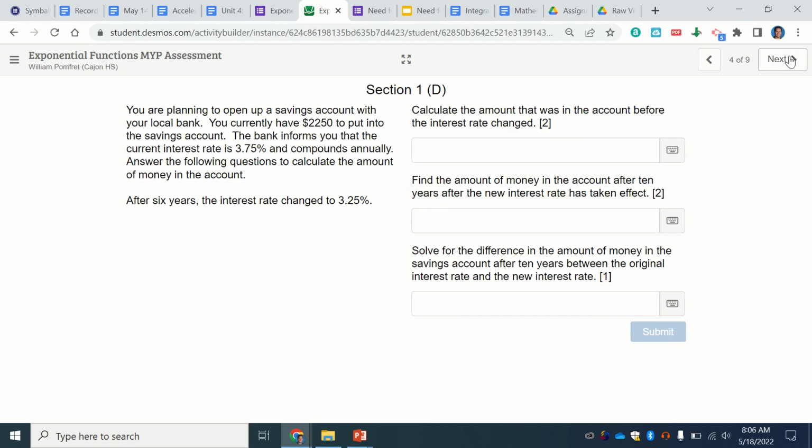Now we're going to change the scenario and say that after 6 years, the interest rate changed to 3.25%. So calculate how much you had before it changed, and then after 10 years, how would it look? And then solve for the difference in the amount of money. So how much less money did you make because the interest rate changed?